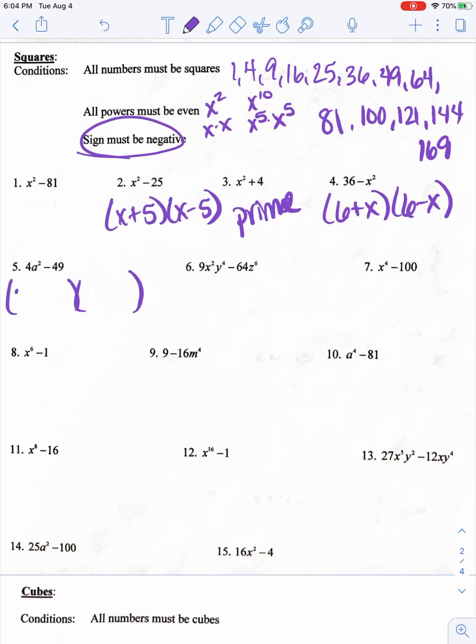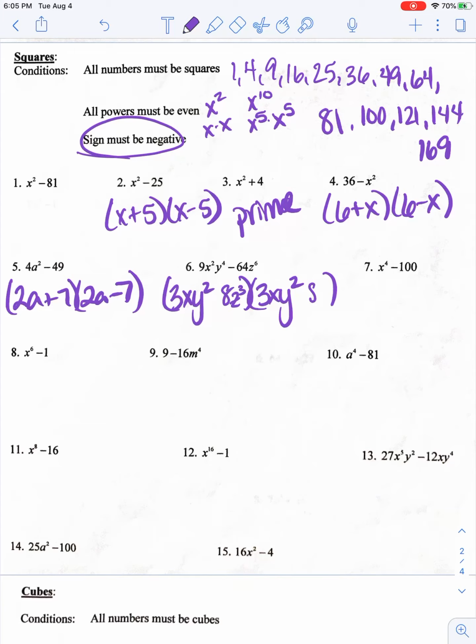Number 5, 4 and 49 are both squares. So I'm going 2a and 2a, 7 and 7, 1 plus 1 minus. 9 and 64 are both squares. All my powers are even. This is just a big one. 3xy squared. Notice I'm cutting all my powers in half. 8z cubed. 1 plus, 1 minus.